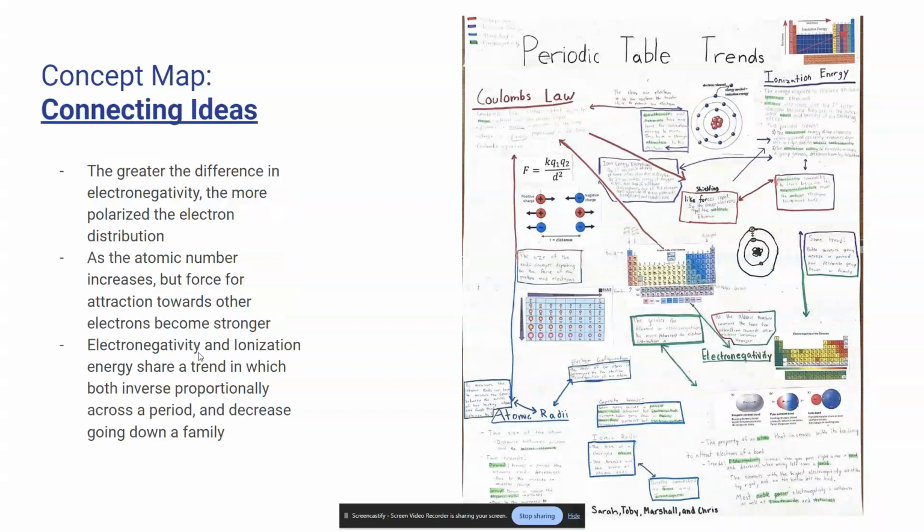The greater the difference in electronegativity, the more polarized the electron distribution. As the atomic number increases, the force of attraction towards other electrons becomes stronger. Electronegativity and ionization energy share a trend in which both increase across a period and decrease going down a family.